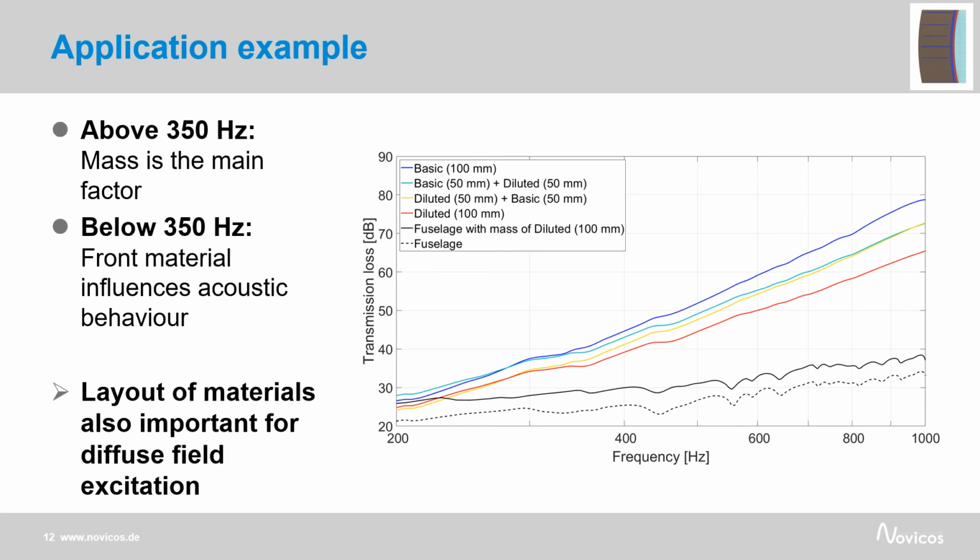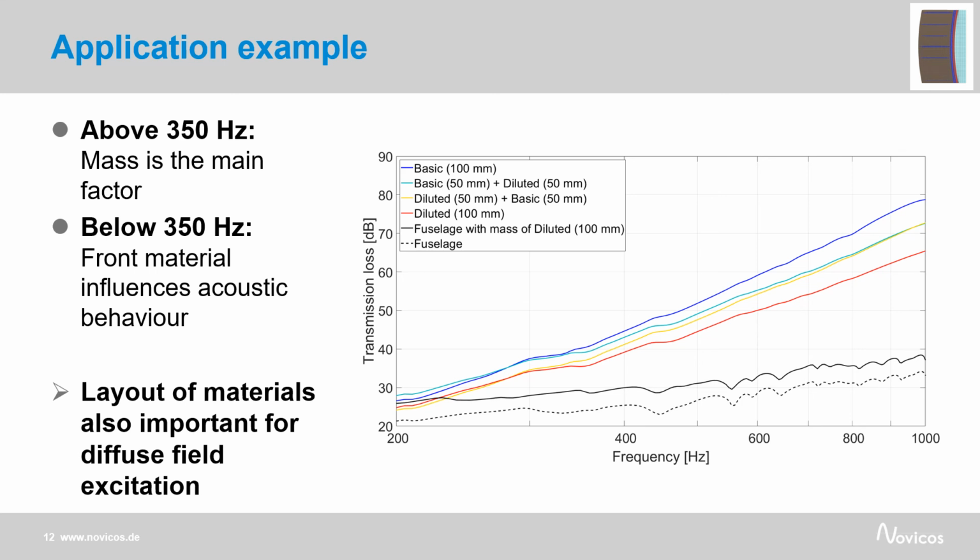Now, let's have a look at the results of the other material combinations. In blue, you see 2 times basic, in light blue basic and diluted, and in yellow diluted and basic. In the lower frequency range, up to 350 Hz, we see the same behavior as for the straight sound incidence. The combination of basic and diluted yields the same transmission loss as 2 times basic, and also diluted and basic yields the same transmission loss as 2 times diluted.